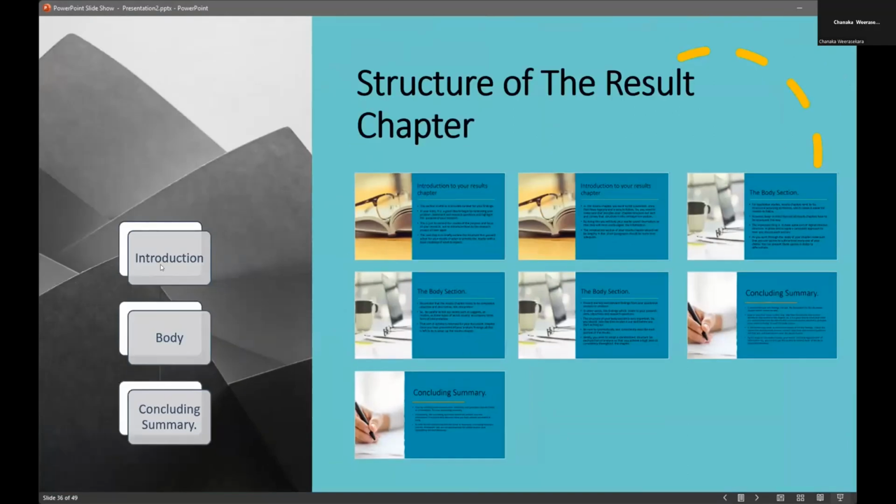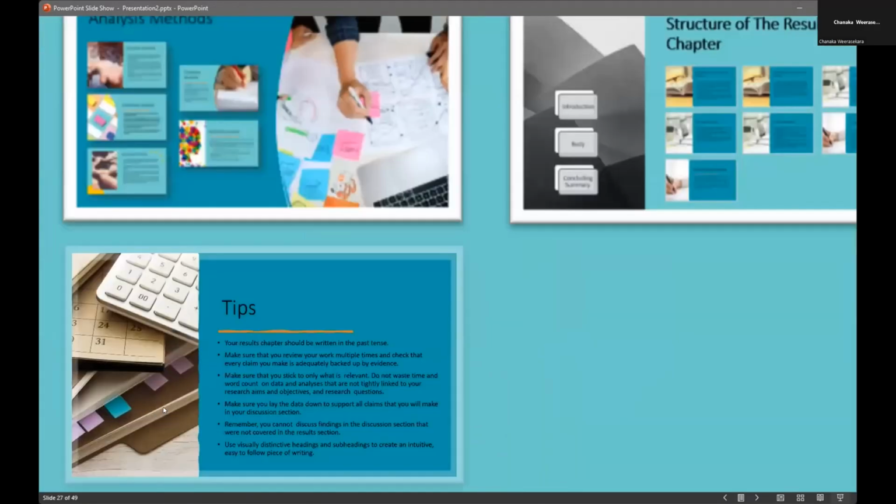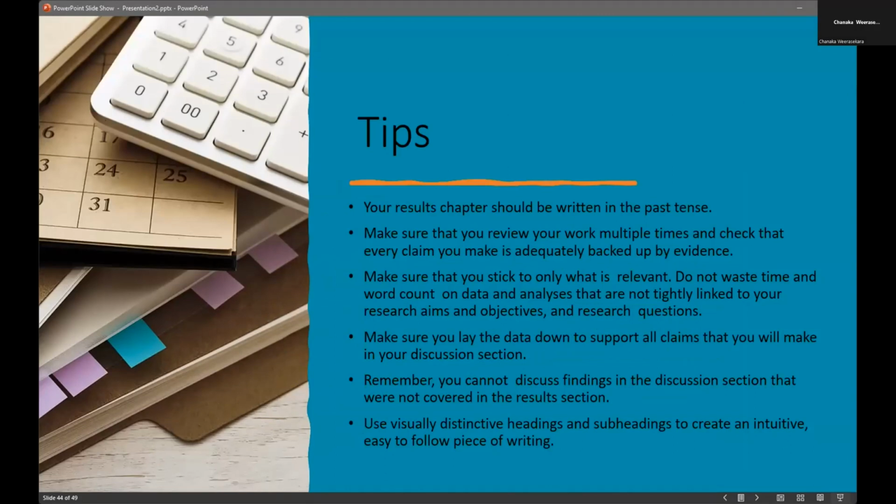So the structure should be introduction, body, concluding summaries. You should know what exactly you have to write in the introduction, what you should do in the concluding summary, and what you have to mention in the body. So that's the idea. Moving ahead, I have mentioned some tips here that you can take into account when you are doing a qualitative analysis, and when you are doing your results section.